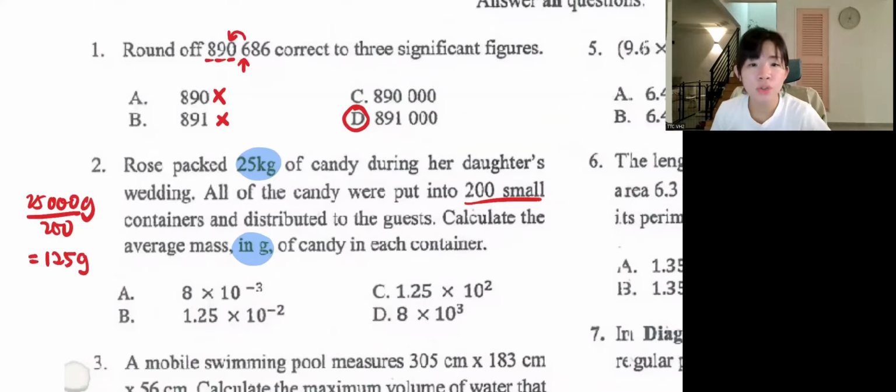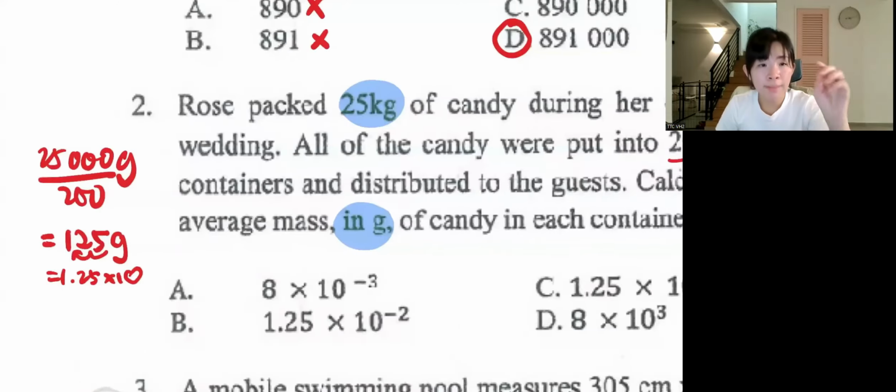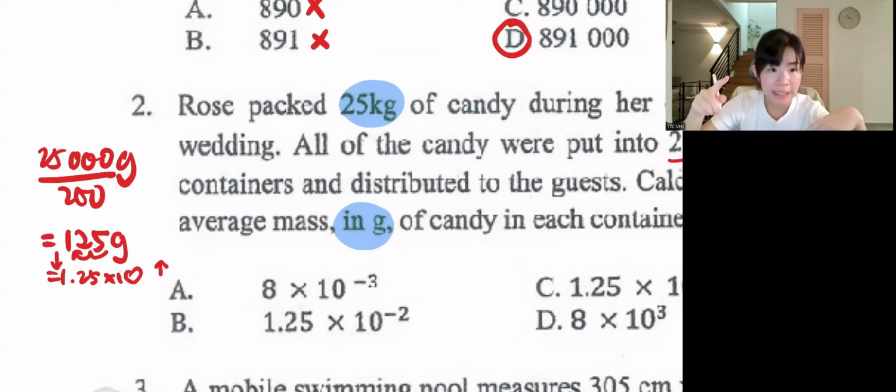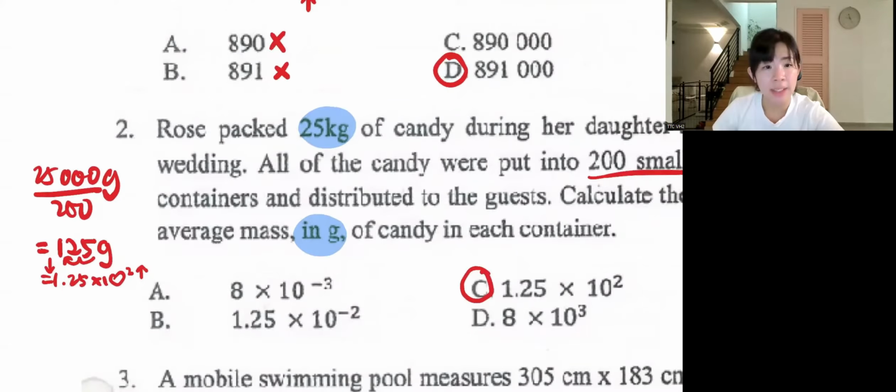So convert it to standard form. So your answer is, okay, so you move to 1.25 times 10 to the power of, okay, so the number from 125, from big number becomes 1.25. So the number becomes smaller, the power becomes bigger. It's always opposite. So the power is positive 2. So the answer is C.